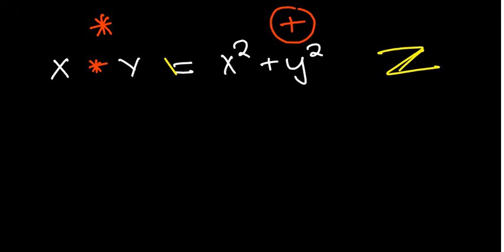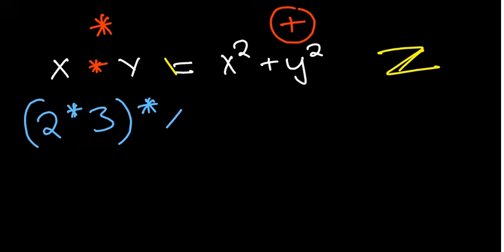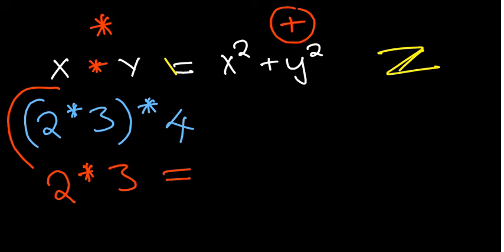Now it becomes interesting when you have more than 2. You have 2 star 3, and then again you have star 4. How do you handle this one? BODMAS tells us to always begin with what is in the brackets. So I'll start with 2 star 3, which I know if I compare it against my x and y, my x is matching up with 2, my y is matching up with 3. So the same operation, 2 squared, I'm following what is on the right hand side.